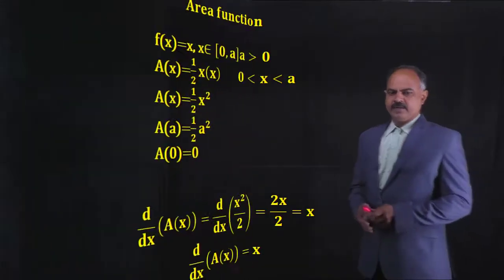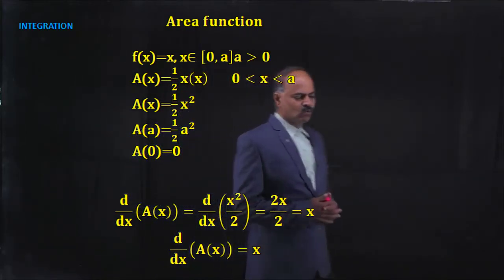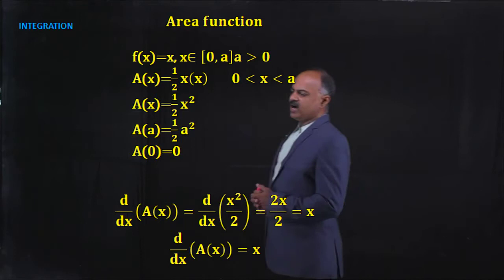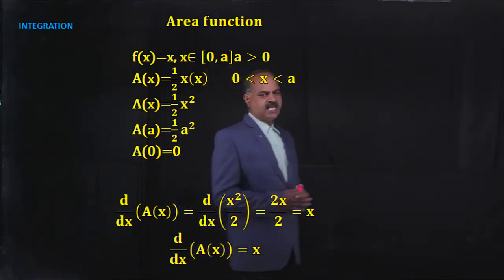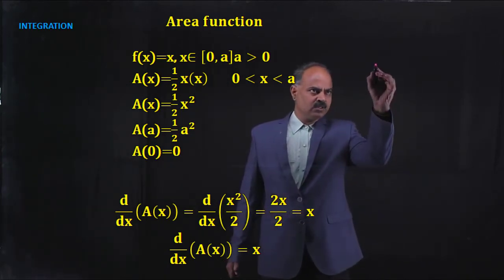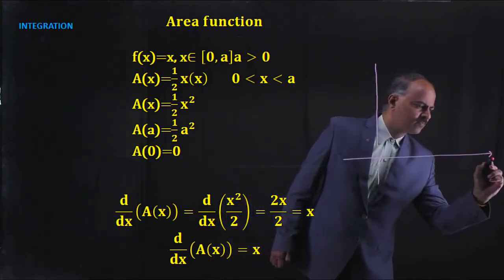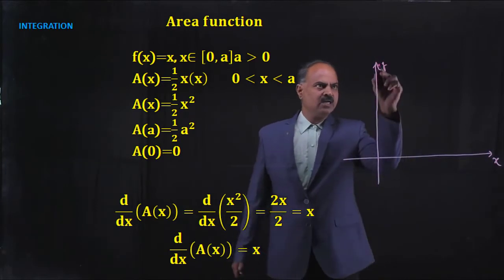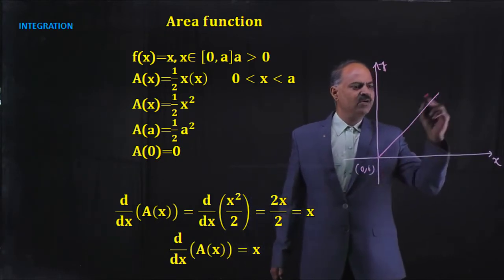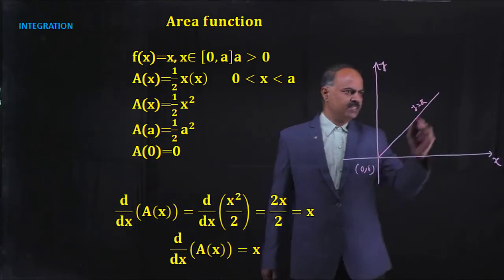interconnected. Next, area function. f of x equal to x, x belongs to the closed interval 0 comma a, a greater than 0. A of x equal to x into x, 0 less than x less than a, so A of x equal to x square. This is the y-axis and this is the x-axis. This is the origin 0 0. This is y equal to x, y equal to f of x equal to x.